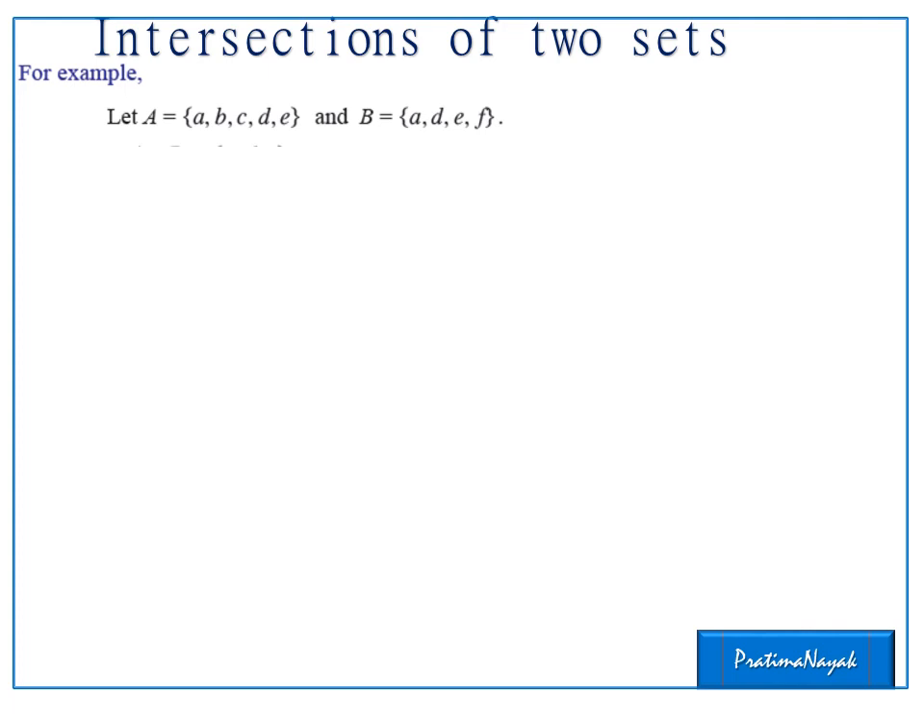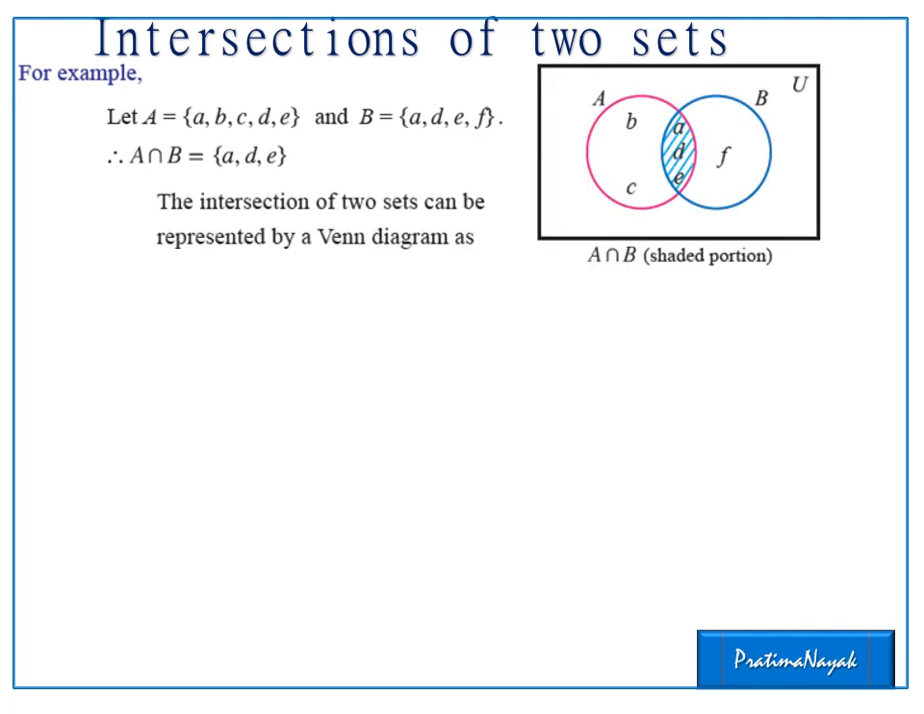Take an example. A is the set containing elements a, b, c, d, e. B contains a, d, e, f. We have to find A intersection B. So first you have to find out which are common in it. So common elements are a, d, e. So A intersection B is equal to the set of a, d, e. So see the Venn diagram. a, d, e are inside the common portion. So that will be shaded.